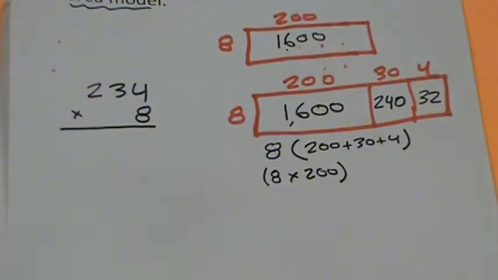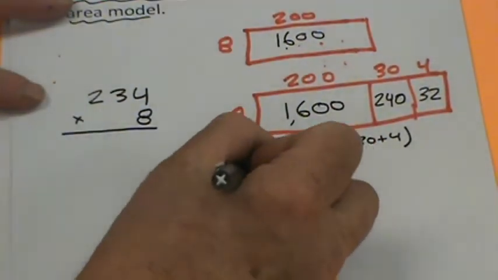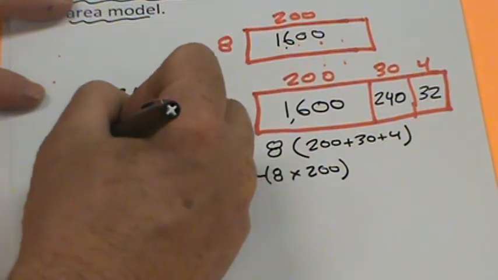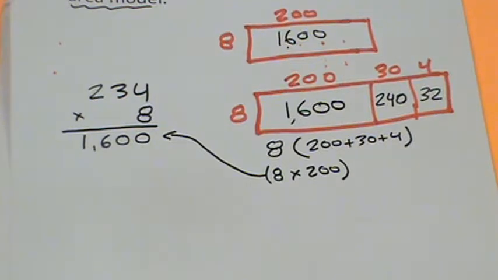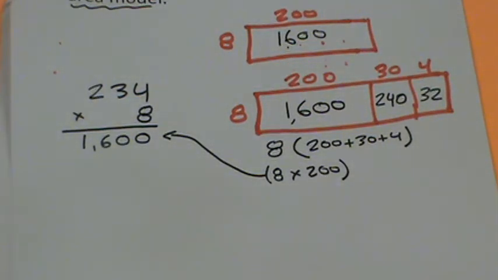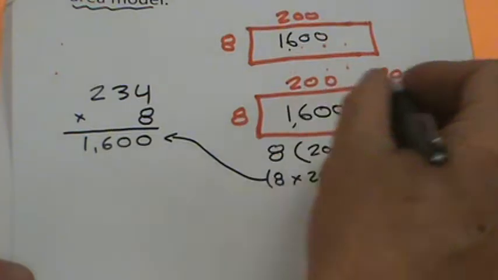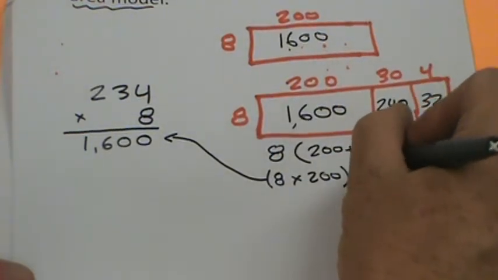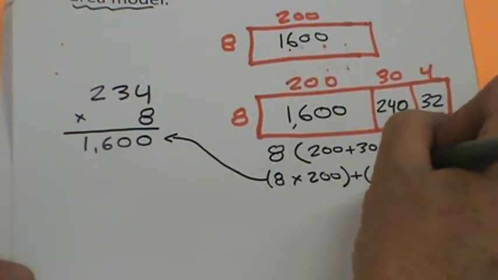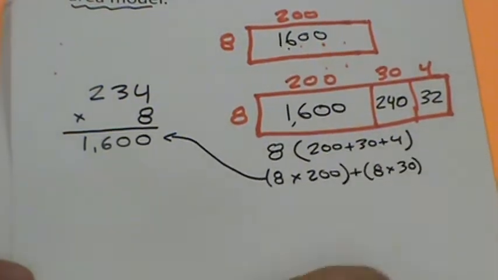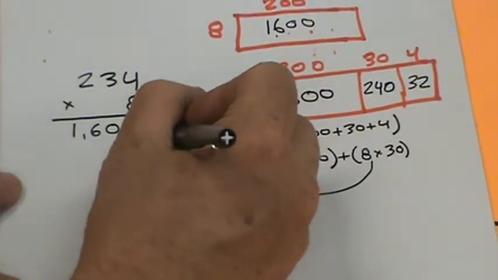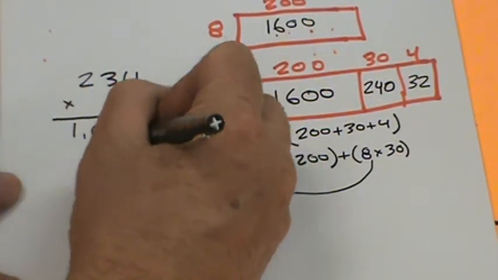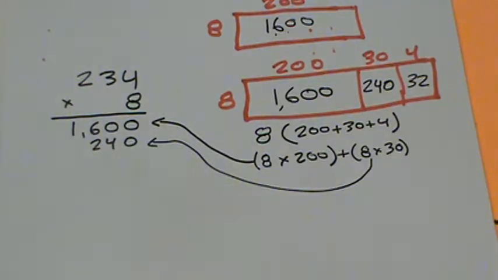Okay, we've already figured out what 8 times 200 is, right? 8 times 200 is 1600. So I'm going to do 1600, and notice how I'm lining up the place values the best I can. And then we're going to add on 8 times 30. 8 times 30, we already know the answer to that. What's 8 times 30? It's 240. So we'll do 240. All right?